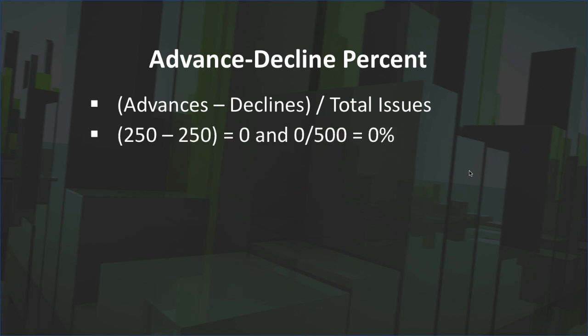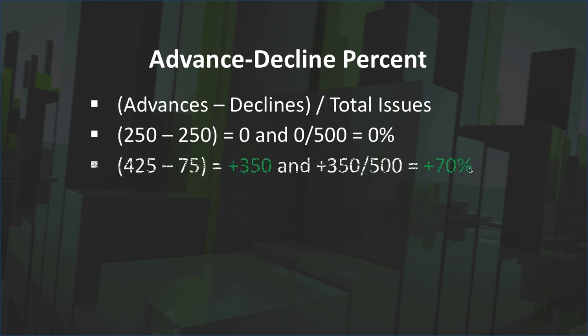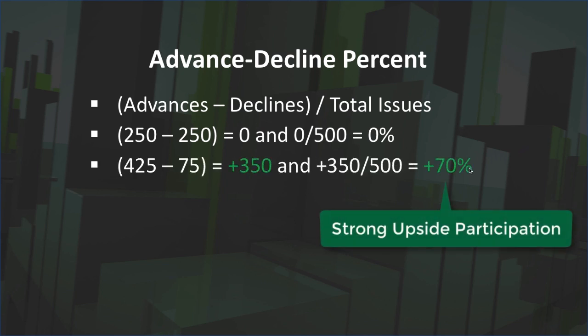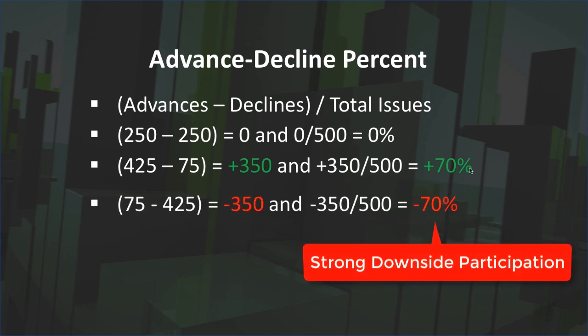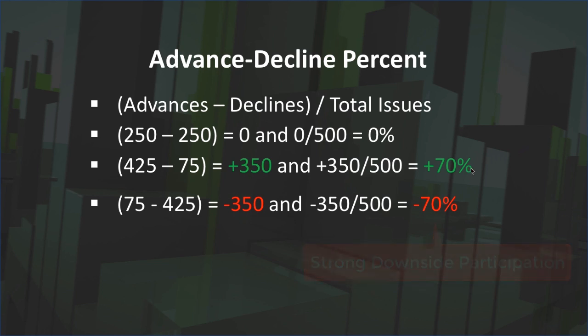Here's an example. If you have 250 advancers and 250 decliners, that cancels out to 0. So you have 0 divided by 500, which is 0%. Now, if you have 425 advancers and 75 decliners, then you get a net of plus 350. You divide that plus 350 by 500 to get plus 70%, and that shows strong upside participation. On the downside, if you have 75 advancers and 425 decliners, you have a net of minus 350, and you divide that by 500 to get minus 70%, and that shows strong downside participation.